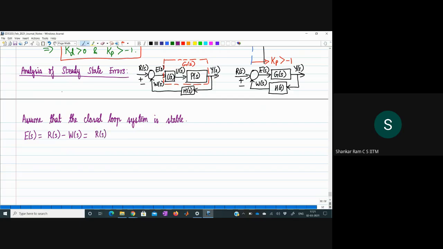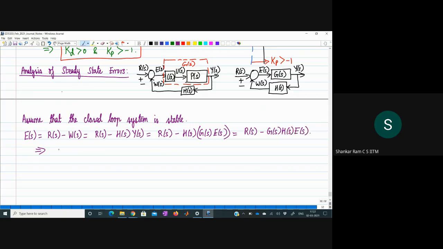So W of s is going to be equal to H of s times Y of s. I'm just writing down each block one by one. And Y of s is going to be equal to G of s times E of s, right? So this is Y of s, correct? So we can immediately observe that this can be rewritten as R of s minus G of s H of s times E of s.